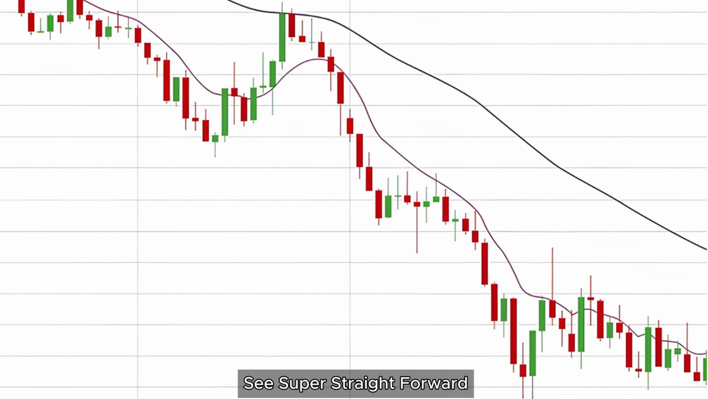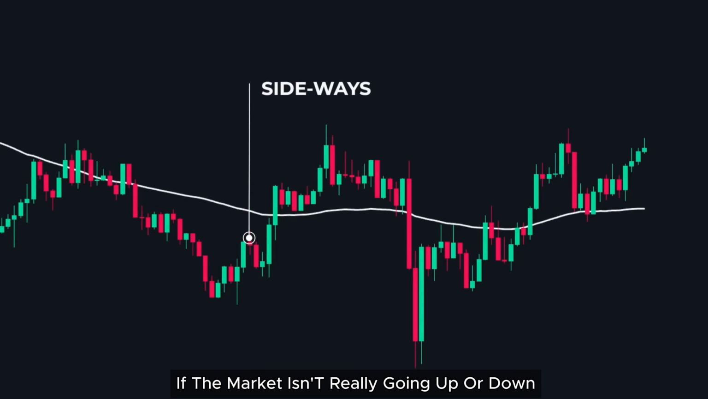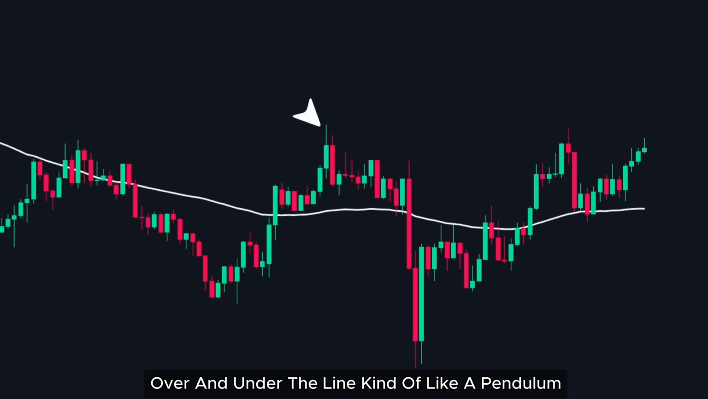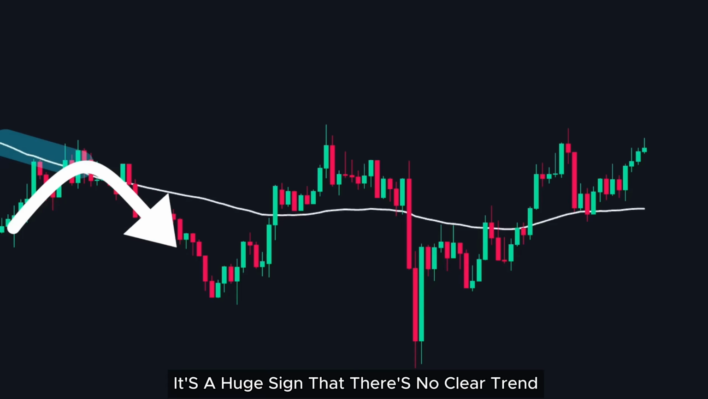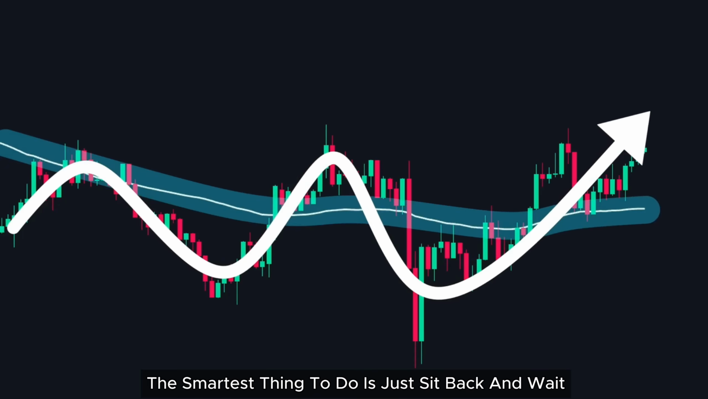See? Super straightforward. But what happens if the market isn't really going up or down? Well, in those choppy sideways markets, you'll see the price just whip back and forth, over and under the line, kind of like a pendulum. And when you see that happening, it's a huge sign that there's no clear trend, and probably the smartest thing to do is just sit back and wait.